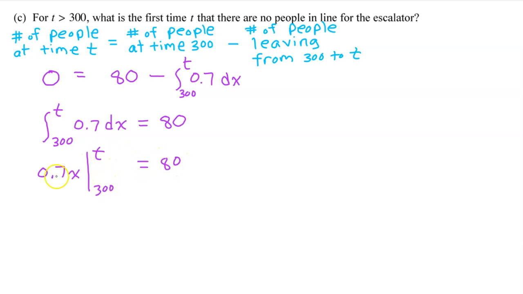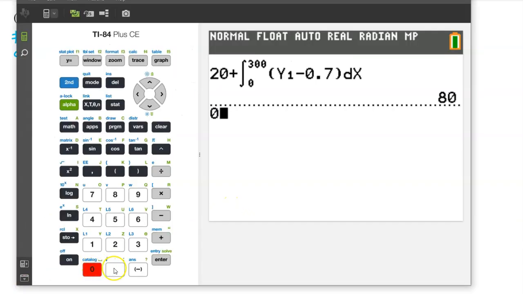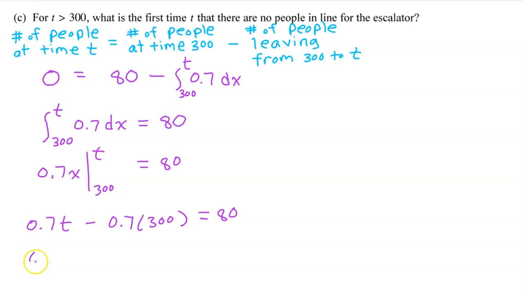80. So when you apply the limits of integration, you find the value at the upper limit minus the value at the lower limit. So this will be 0.7t, all right, that's the value at the upper limit, minus 0.7 times 300. And all this will equal 80. 0.7 times 300 is 210. So we have 0.7t minus 210 is equal to 80.